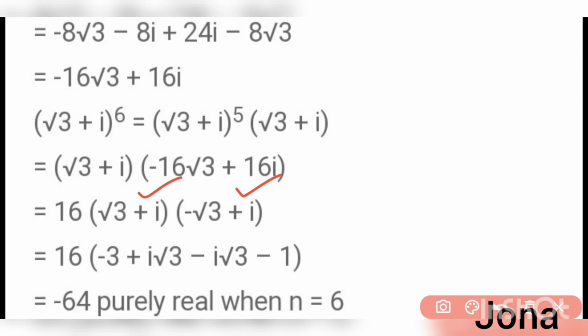So let me take this casual multiplication, or a plus b into a minus b, anything we can take there, so that we can have this as 3 minus 3 minus 1 is minus 4, minus 4 into 16 is minus 64. So when n equal to 6, we simply got the real number. So the least positive number is n equal to 6. We are substituting the value of n as 2, 3, 4, 5, 6 like this, isn't it?